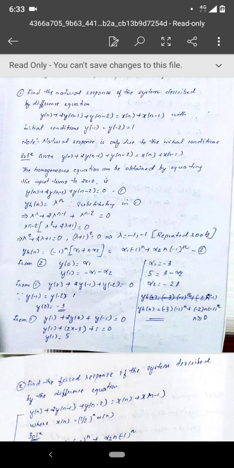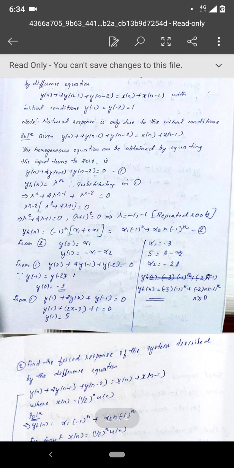Why are two initial conditions given? Because the order of the system is 2. When the order of the system is 2, two initial conditions are required. When the order of the system is 1, one initial condition is required. So the number of initial conditions depends upon the order of the system. I have made a note also: natural response is only due to the initial conditions. So you write the question as such.